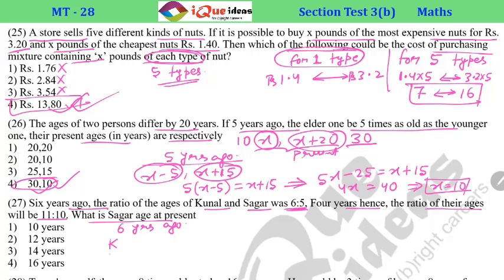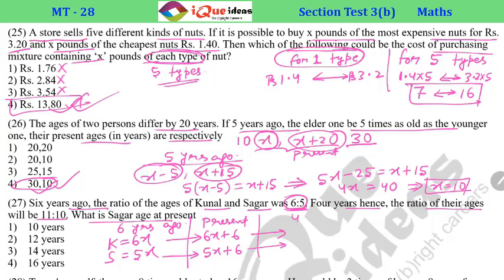So if it is K and S, K for Kunal, S for Sagar, we can take the ratio 6:5 as 6x and 5x. This is 6 years ago. So from here we can get the present situation by adding 6 to both. So Kunal will become 6x plus 6 and Sagar will become 5x plus 6. Right? This is the present situation.